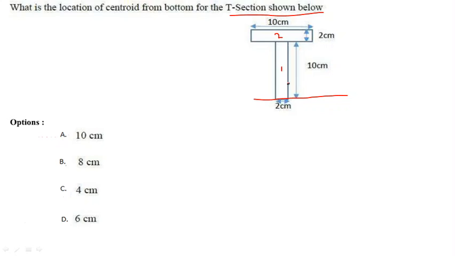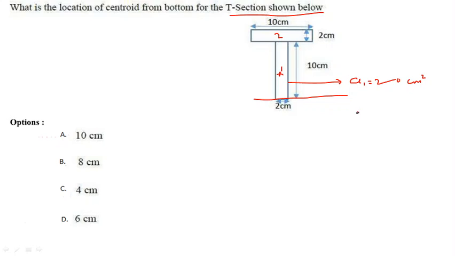For rectangle 1, we have to calculate the area A1. As it is a rectangle, the area is B into D. B is 2 centimeter and D is 10 centimeter, so B into D is 2 into 10, which gives 20 centimeter square area for rectangle 1. Similarly, what is the centroid of this from the base? For a rectangular section, the centroid lies at half of the depth.